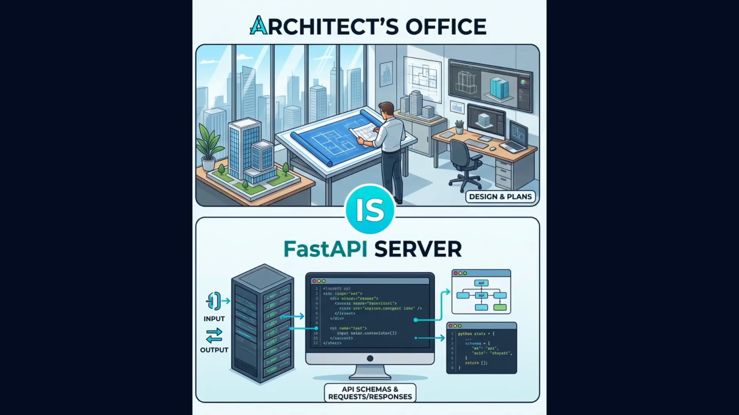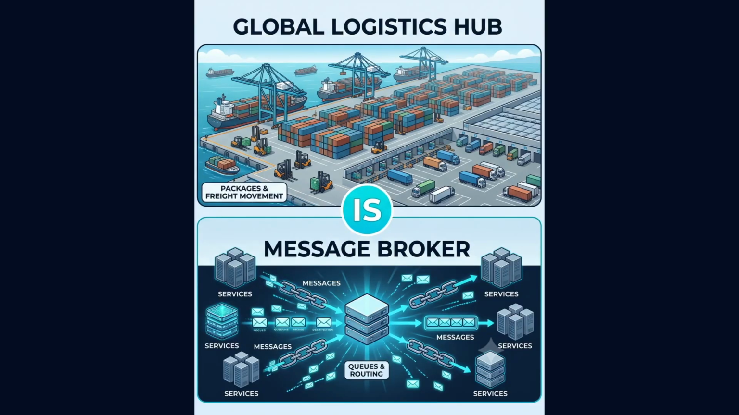In the last two modules, we built our architect's office. This is our FastAPI server. And we built our global logistics hub. This is our message broker. But there is a missing link here. The logistics hub doesn't actually make anything.